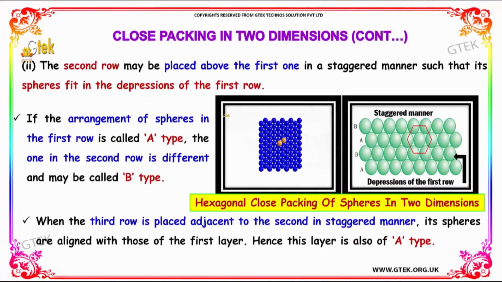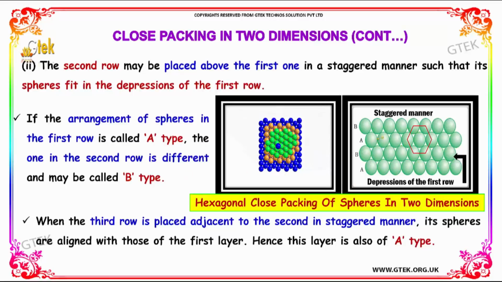The second row may be placed above the first one in a stacked manner, such that the spheres fit in the depressions of the first row, between these two. So this is the second way of close packing in 2 dimensions.